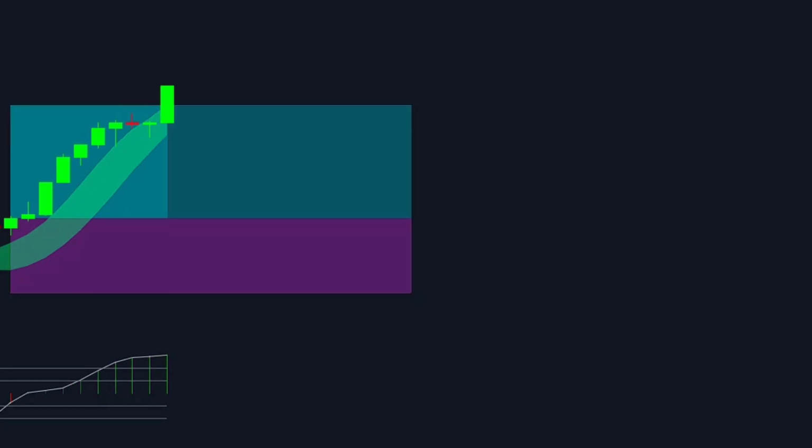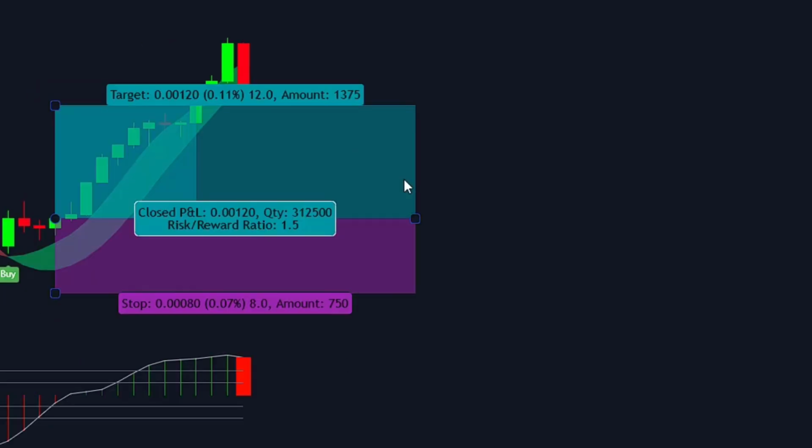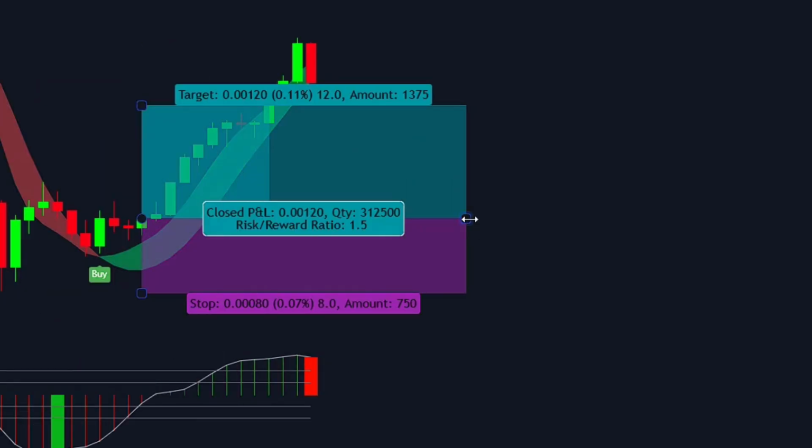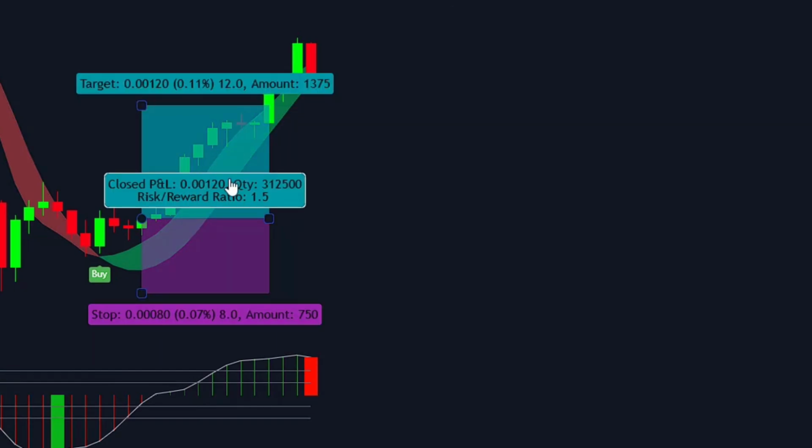Now let's see a couple of more trades which are just a part of 100 times backtesting and forward testing this strategy. And shortly after, I'll share the results with you.